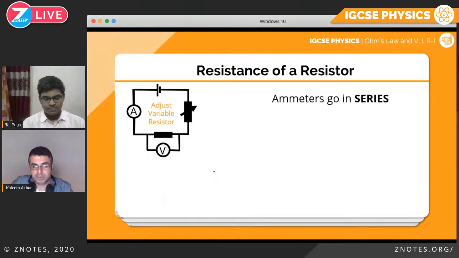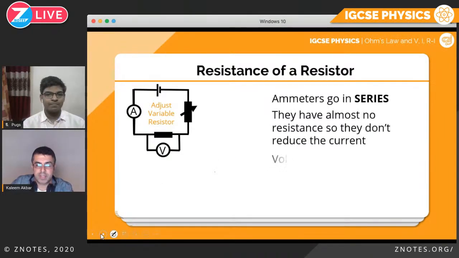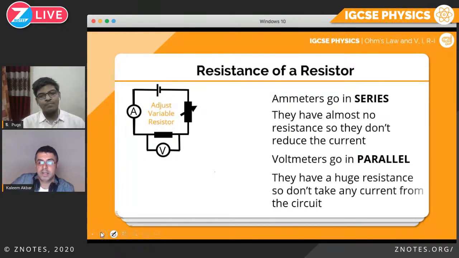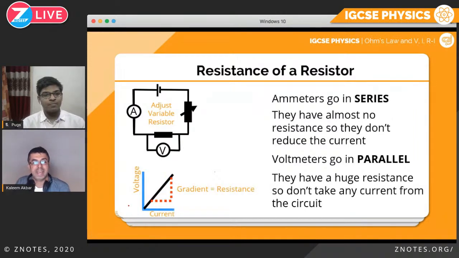Now, what do I mean by results? So the ammeter goes in series, as I've already said. They have almost no resistance. They don't reduce the current. Voltmeters go in parallel. They have a huge resistance, so they don't take any current from the circuit. And what you're now going to do is draw a table with your results, and voila, you get a straight line through the origin.